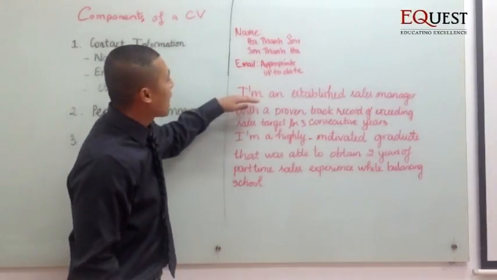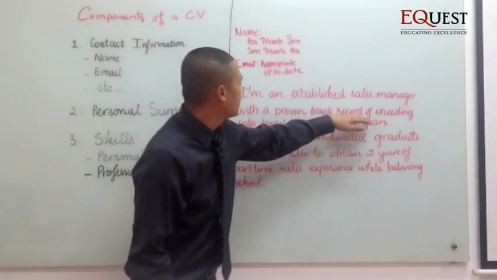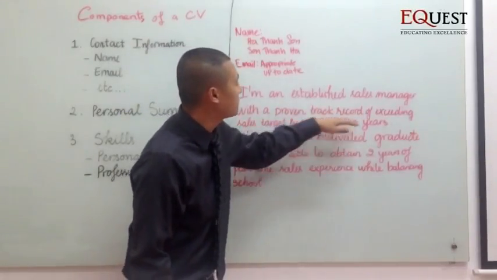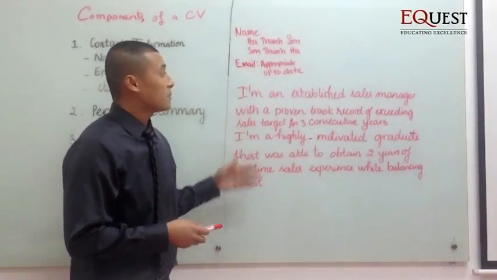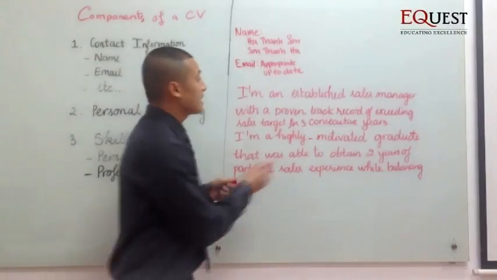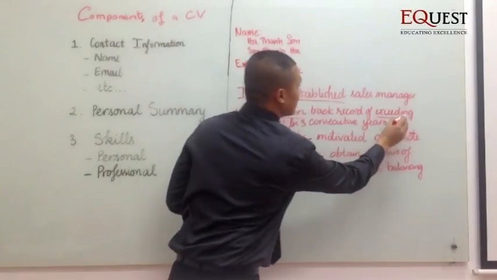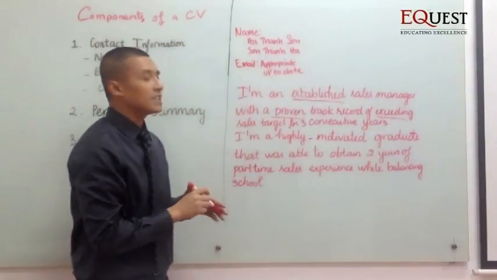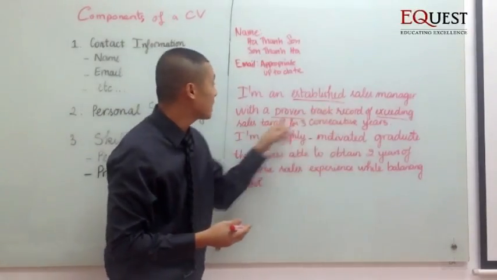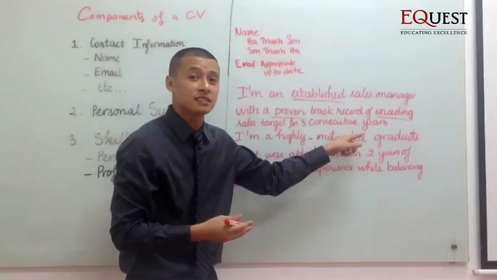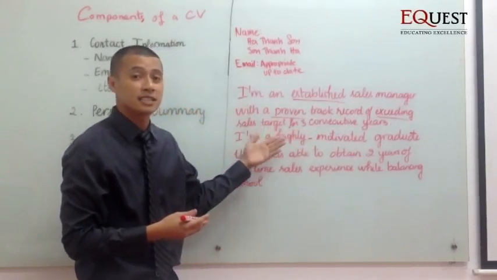The first one is, I'm an established sales manager with a proven track record of exceeding sales targets for 3 consecutive years. In this one sentence, the candidate was able to really build himself up by saying that he's established, that he's proven, and that he's succeeded. And not only did he build himself up, but he backed it up with an example. He had exceeded sales targets for 3 consecutive years. That is a very important point to mention. You have to back it up with an example.